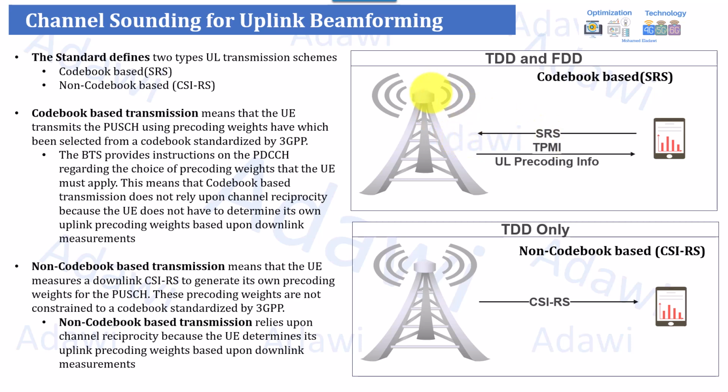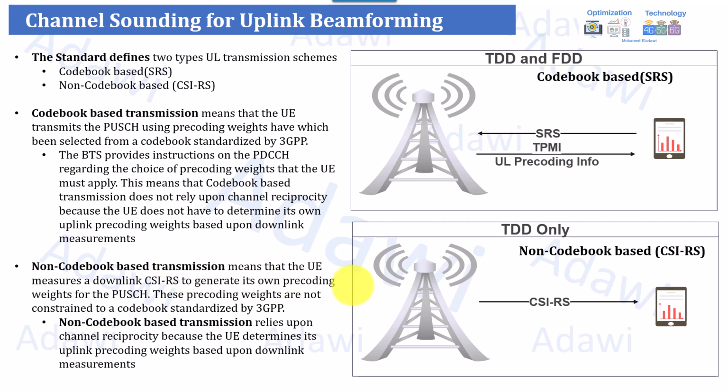Then it will feed back something called the TPMI, the transmit pre-coding matrix indication. This tells the UE which pre-coding matrix the gNB would like it to use to transmit the data in the uplink direction, by assigning this TPMI to the UE. The second type is called non-codebook-based transmission.